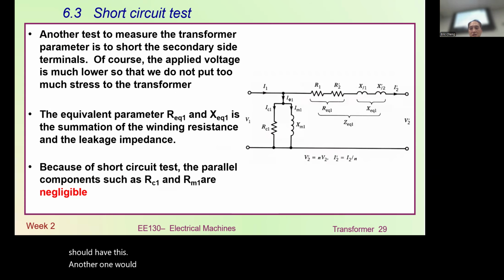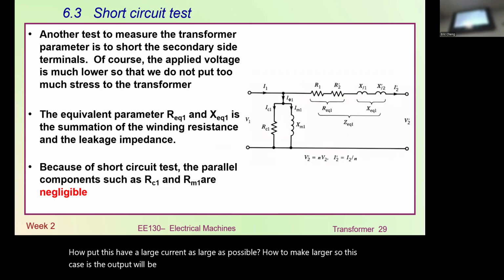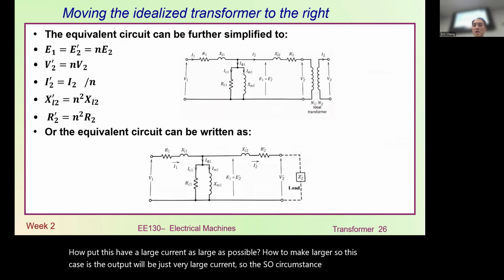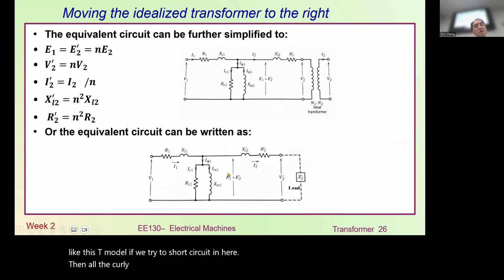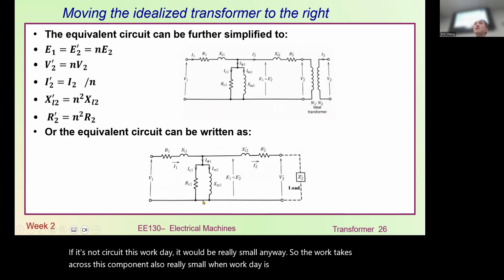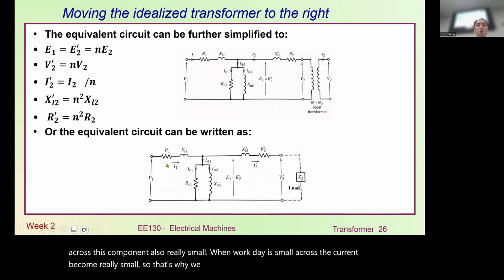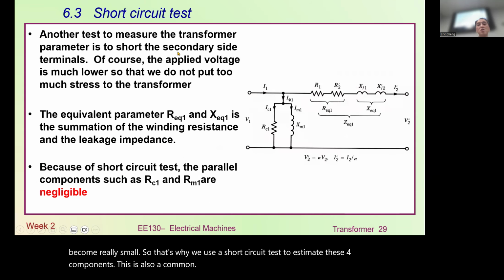Another one would be the short circuit test. That is to say, if you want the output to have a large current, as large as possible, how to make it large? Short circuit. So in this case, the output will have a large current. The short circuit test looks like this T model. If we short circuit in here, then all the current will pass through in here. As I mentioned before, once it's short circuit, this current is much larger than this current. If you short circuit, this voltage will be really small anyway. So the voltage across this component is also really small. When voltage is small, of course the current becomes really small. So that's why we use the short circuit test to estimate these four components. This is also a common technique. We try to estimate this component.